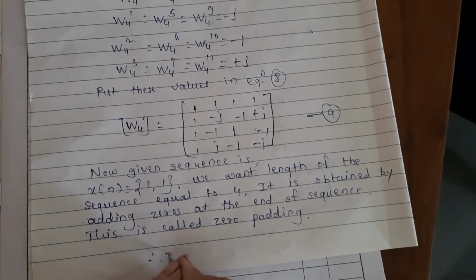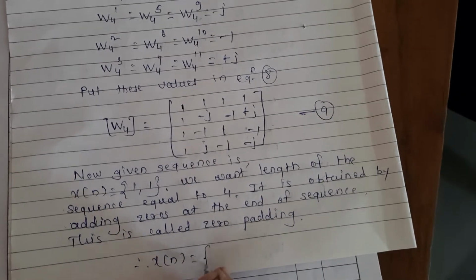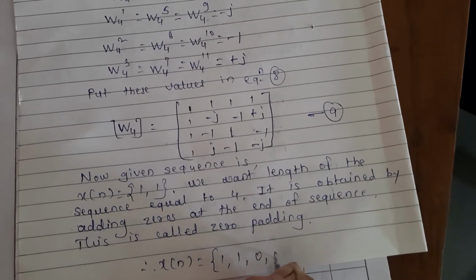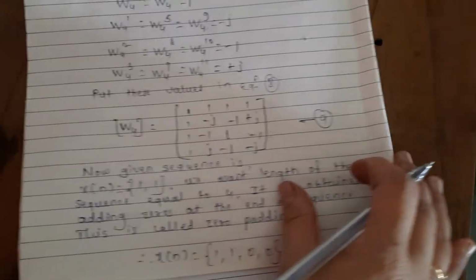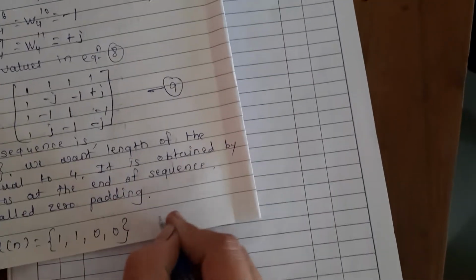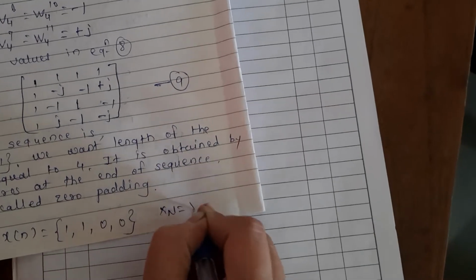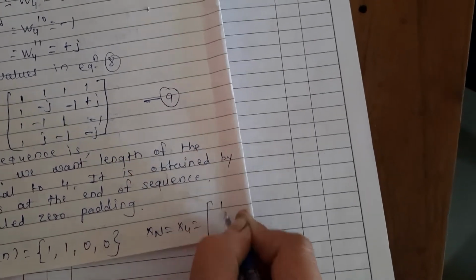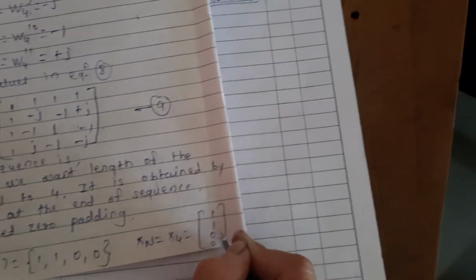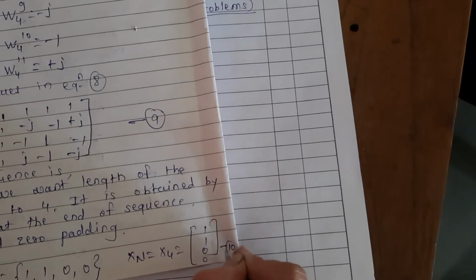So we can write x of n is equal to 1 1 0 0. So we can write the x of n matrix as x of 4 is equal to 1 1 0 0. This is equation 10. Now the DFT is given by right here.